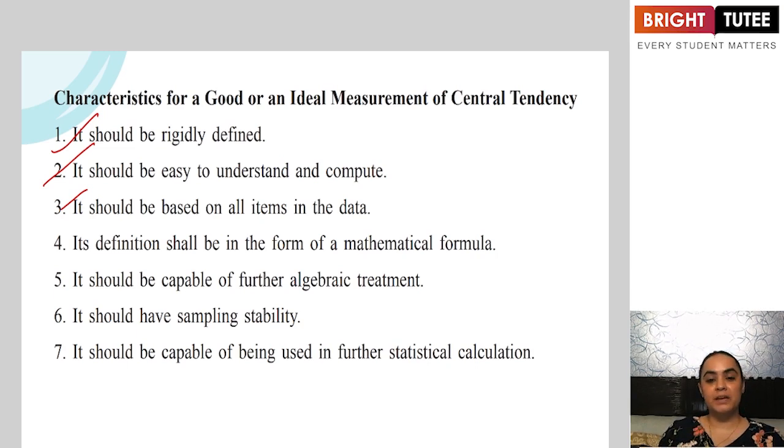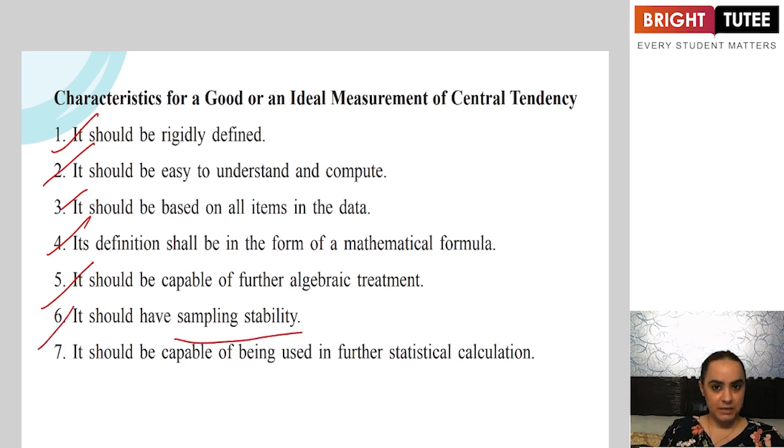Its definition should be in the form of a mathematical formula. Now here, since we are talking about the computation of something, we are talking about numbers, calculation. So we need a mathematical formula which is going to state and accurately tell us how to compute something. Whatever we've calculated, it should be capable of further algebraic treatment. That means if I have calculated mean and if I want to move on to, let's say, the calculation of standard deviation, I should be able to do that. Okay. So it should have sampling stability.